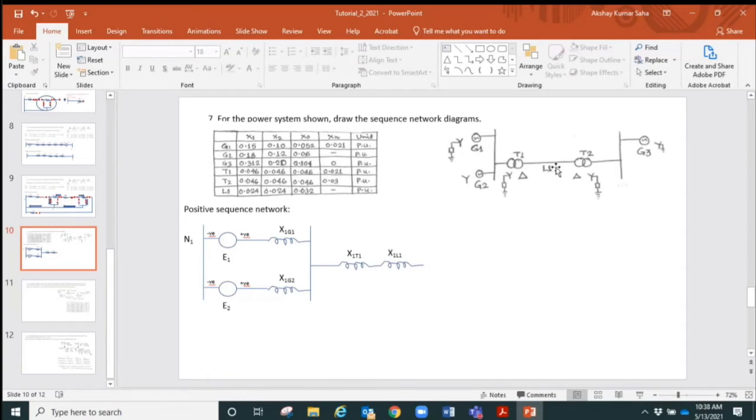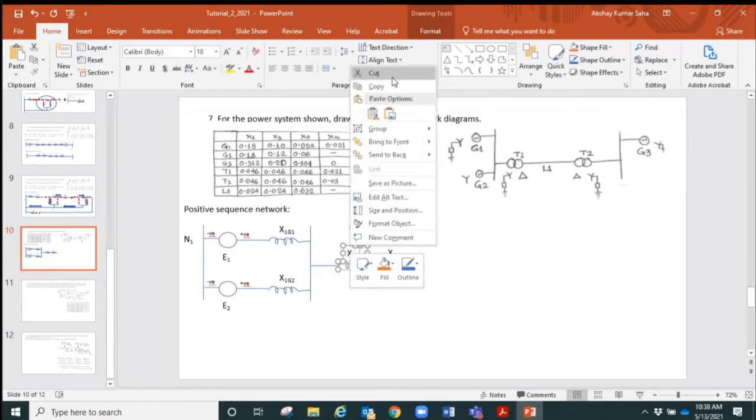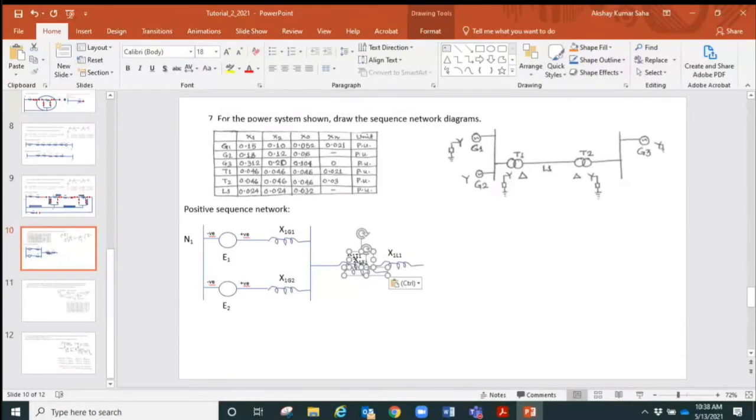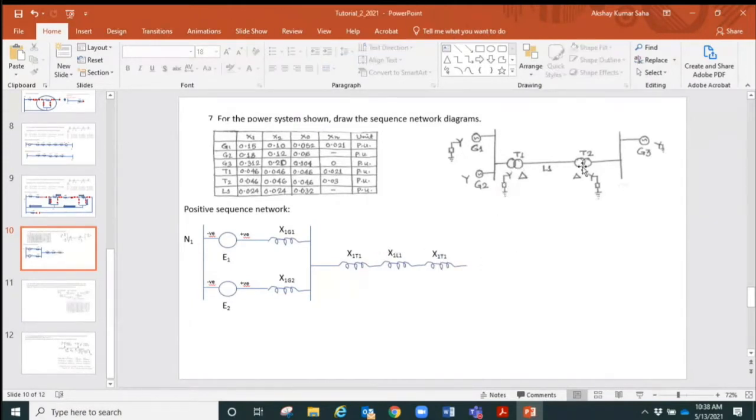So the line is done. Now we need to go to the transformer. What we can do is copy this and connect it to the line reactance. They are in series, so it must follow that part. This is the transformer 2 positive sequence reactance, that's why it is X1 of T2.